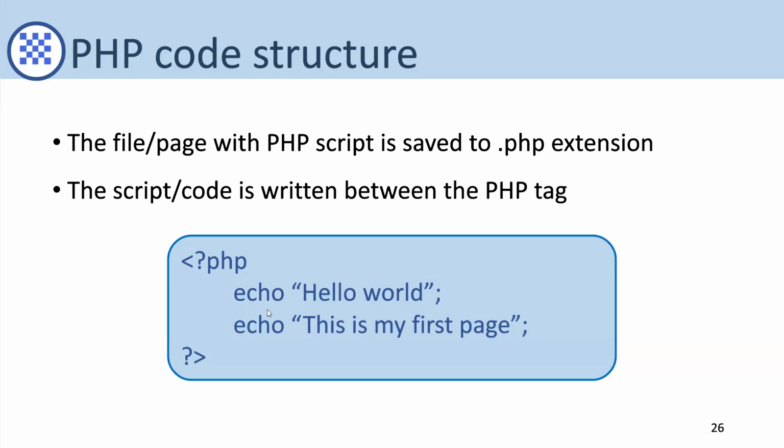So here this echo means the print statement in PHP. If you need to print something using PHP, you can use the echo keyword, and by using double quotation marks, you can include the text that you need to print. So when you execute this code, you can see hello world, and with that you can see this is my first page, right? Just as you have document.write in JavaScript, you have the echo keyword in PHP to print something on the screen, right?